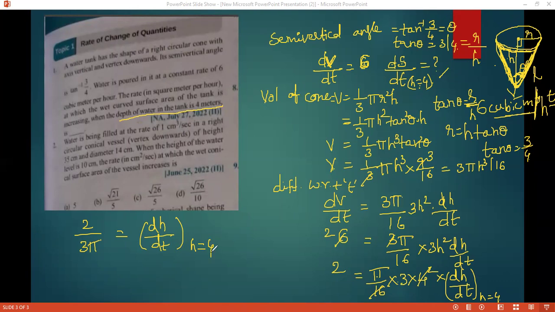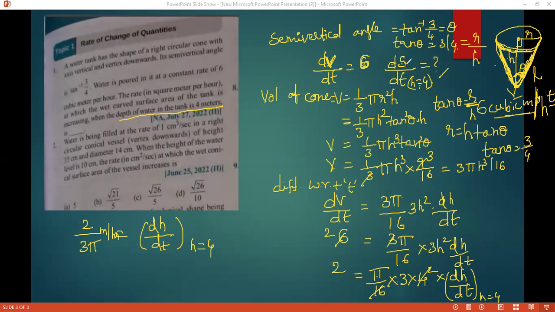So at h is equal to 4 means when the depth of the water is 4 meters, the rate of change of height, the change in height with respect to time, is going to be this much, 2 by 3 pi. Can I write the units? What are the units for this? So it is going to be meter per hour, right? Meter per hour. You got this, right?